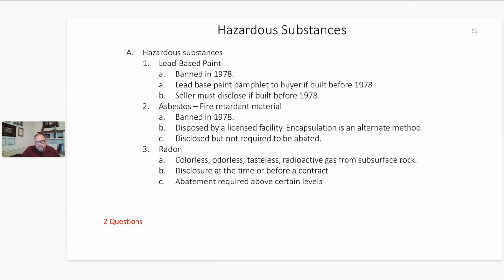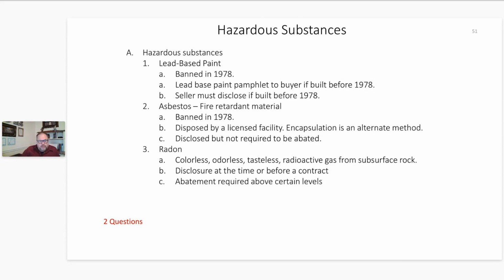Asbestos, although a good material, it's fire retardant, it really only becomes critical if it's disturbed, right? But as long as it's not disturbed, it's really good because it's fire retardant. Now, it was also banned in 1978. It's got to be disposed of by a licensed facility. You want to know an alternative, they may ask you a question: what's an alternative method for mitigating asbestos? And it's called encapsulation.